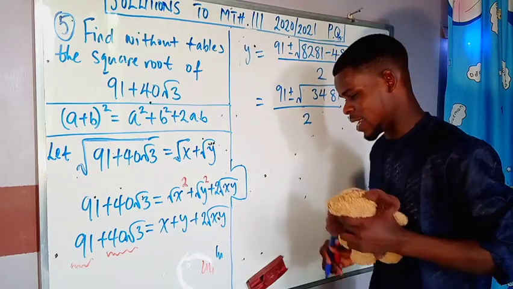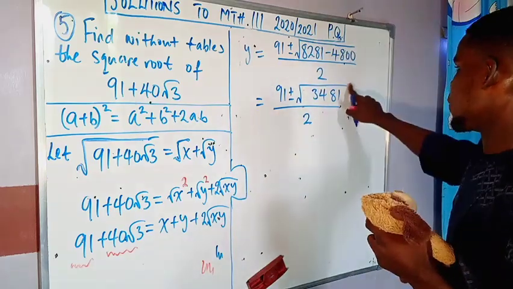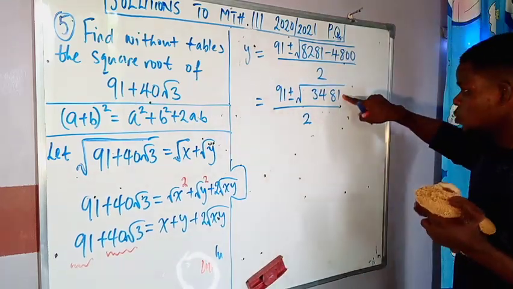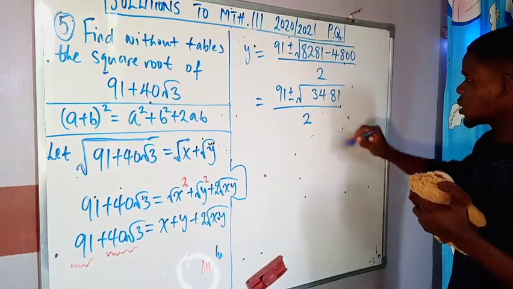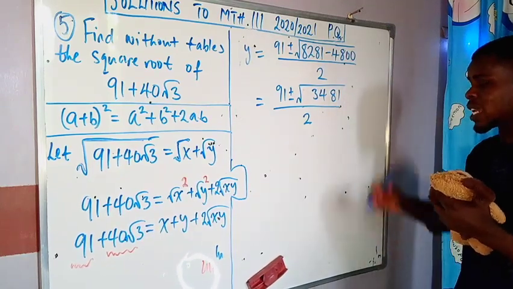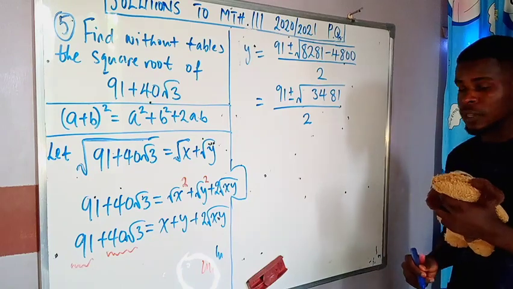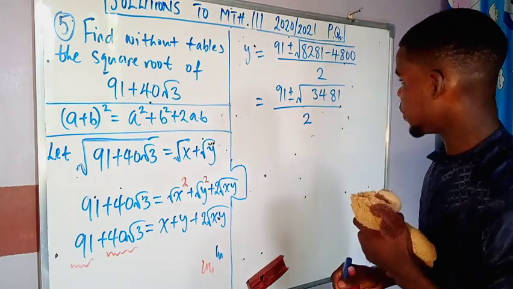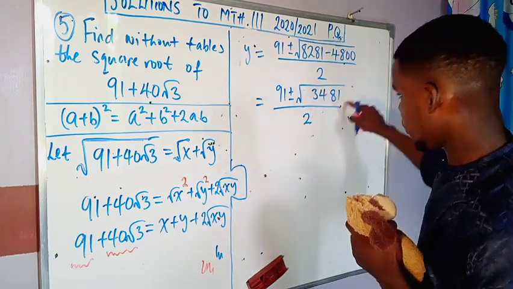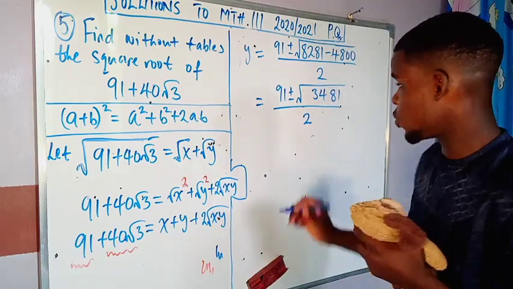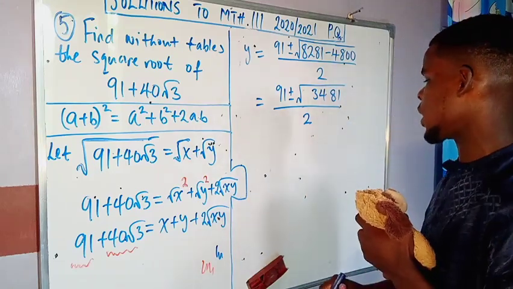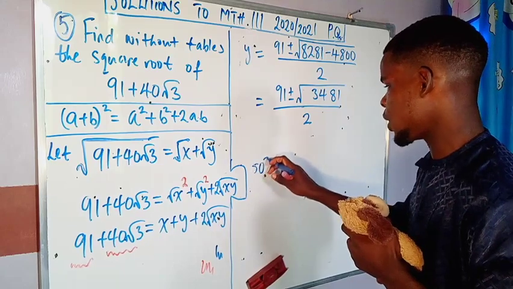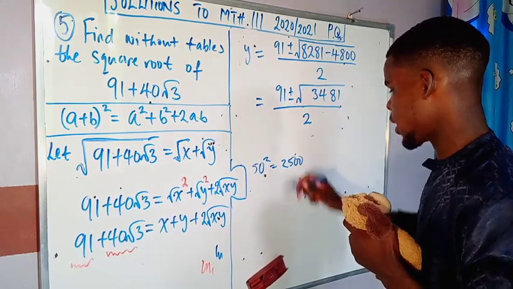We are not using a calculator, right? Let's see. Well, the little trick I can show you here is this. You take note of the last number, the very last digit. The last digit there is 1. And besides, you take note of the first number. That is the first thing you do. You take note of the number. This is 3,481. Well, if you square 50, we have 2,500, right?